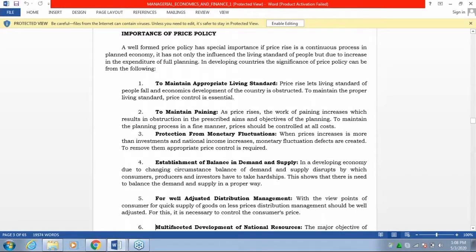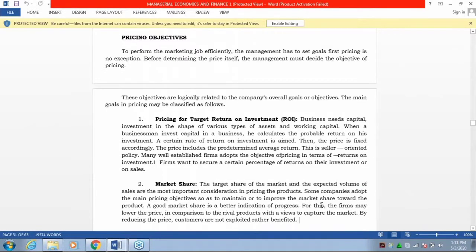So the price includes the determined average returns, and this is a seller-oriented policy. Many well-established firms adopt the objective of pricing in terms of return on investment. A firm wants to secure a certain percentage of the returns on their investment or on their sales.